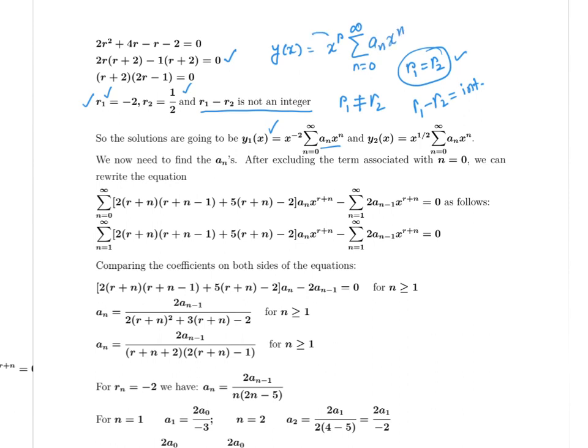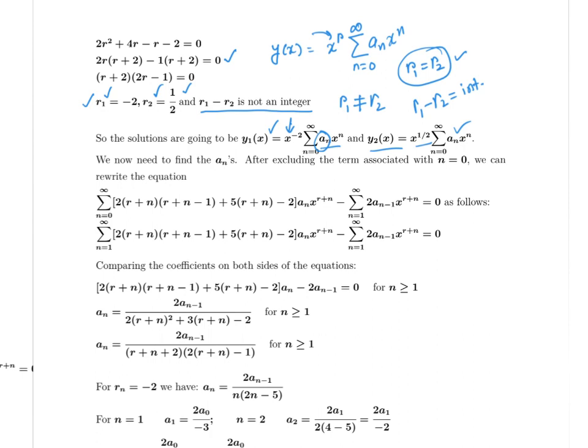Now I found the value of r. I just plugged in the value of r here, negative 2. Then we still have to find the a sub n's, that means the coefficients. And similarly, y2 is going to be x to the power 1/2, because r2 is 1/2, so x to the power 1/2 times the summation n is equal to 0 to infinity a sub n x to the power n.